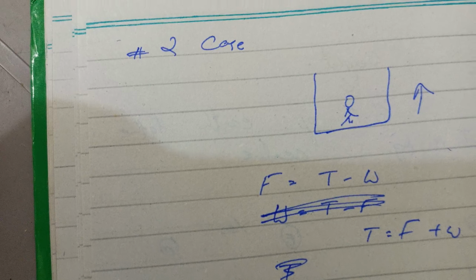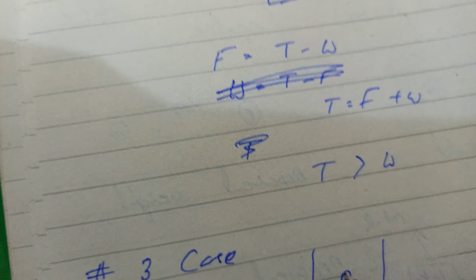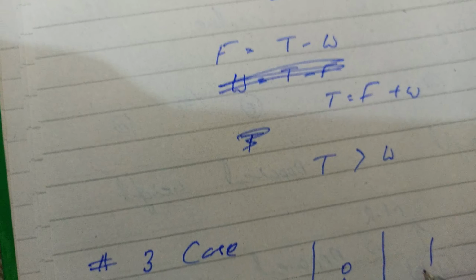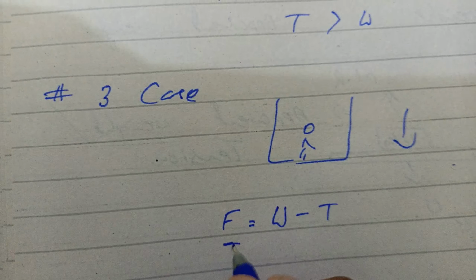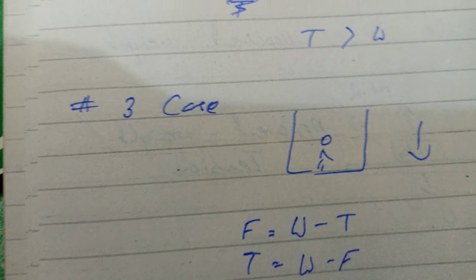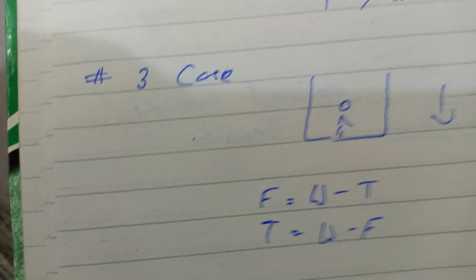All right, the third case we have is a lift which is moving downwards. All right, net force is equal to W minus T, and this T will move here, so it will become T is equal to W minus F. So the apparent weight is less than the real weight.